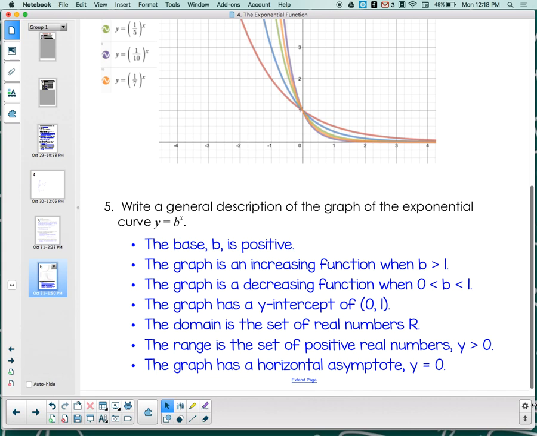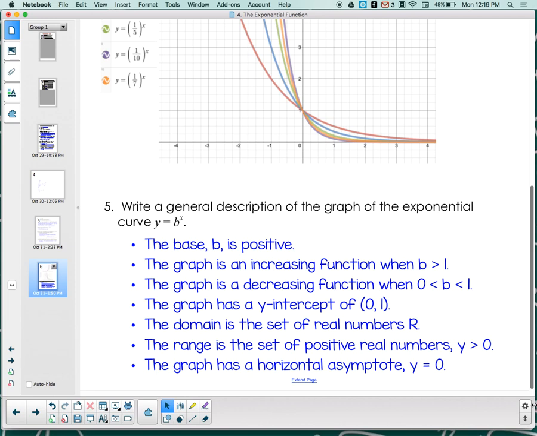Okay, let me ask you this. If you have a negative base and an even exponent, what happens? It becomes positive. Your answers are all positive. But if you have a negative base and an odd exponent, what is your answer? It stays negative.